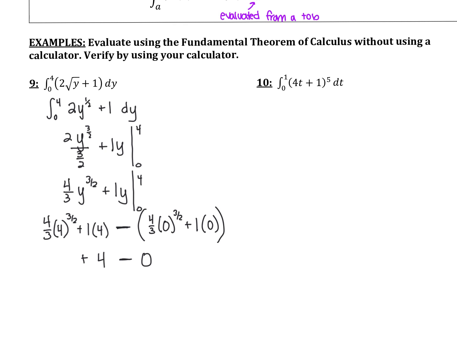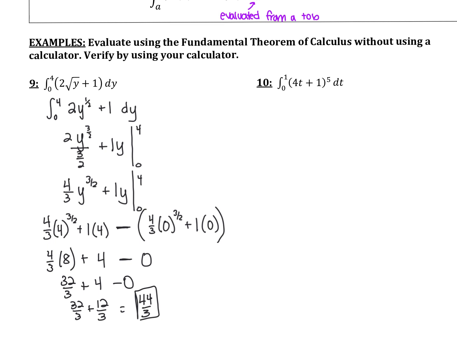So 4 to the 3/2 is saying the square root of 4 cubed. Well, the square root of 4 is 2, and 2 cubed is 8. So this gives me 4/3 of 8, or 32/3 plus 4 minus 0. So 32/3 plus 12/3 leaves me with 44/3 is my answer for this one. If we were to check our calculator right now, and we were to do this integral, we should see that the result would be 44/3. Now, it's going to give me a decimal, but it's the same fraction.